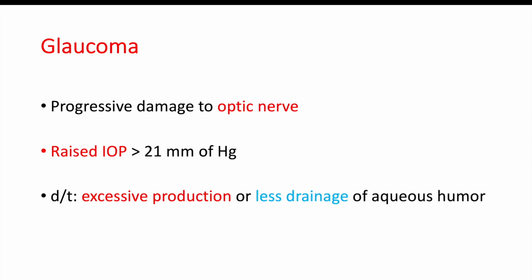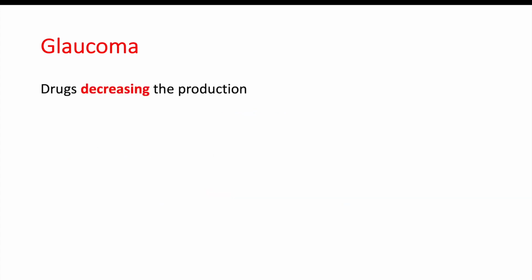So what are the causes for this? There are two causes you need to remember. Glaucoma is a condition where there is a rise in the intraocular pressure, which can occur either due to the excessive production of the aqueous humor or due to less drainage of the aqueous humor. So your target sites for finding drugs will be drugs that reduce the excessive production or secretion of the aqueous humor. Simultaneously, you need to check for the drugs which can increase the drainage of the aqueous humor. So let's see which are those drugs.